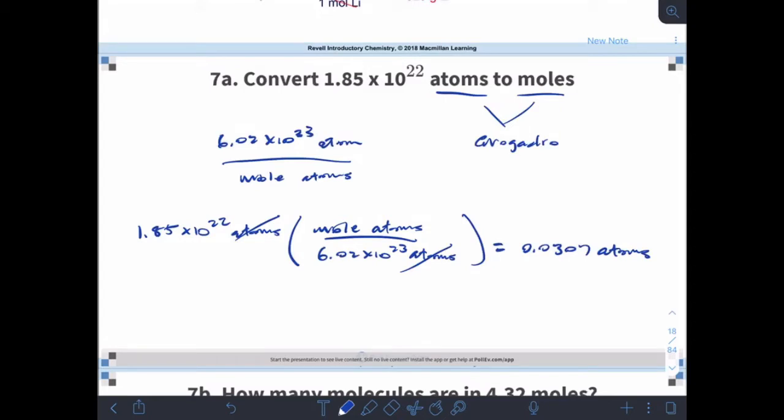Right, now, a quick note on sig figs. So this thing, this Avogadro's number, this is a definition. Right, and definitions are assumed to be exact. Right, so we don't have to worry about that for sig figs. So where my sig figs comes in is the 1.85. So 3 sig figs in my initial information and 3 sig figs in my answer.